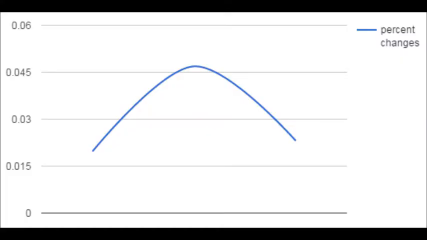This line graph is the percent change in surface area. We took the first number minus the second number, then divided by the first number. Then we did that same thing with the second and third, and then the third and fourth.